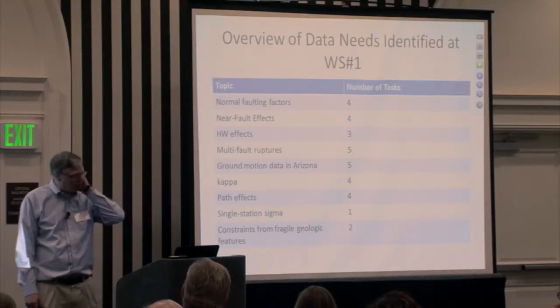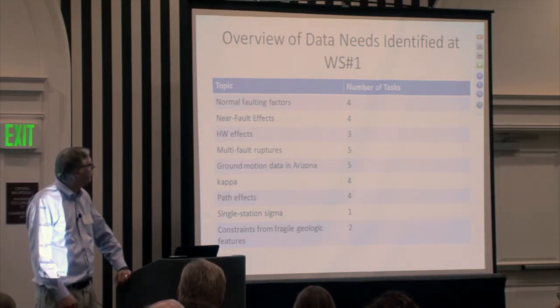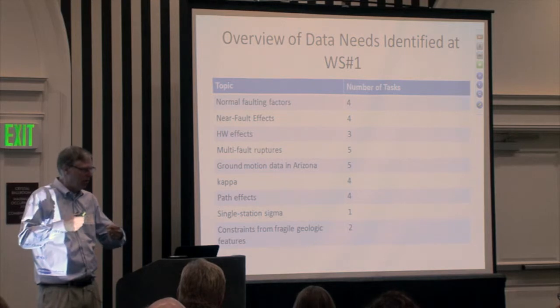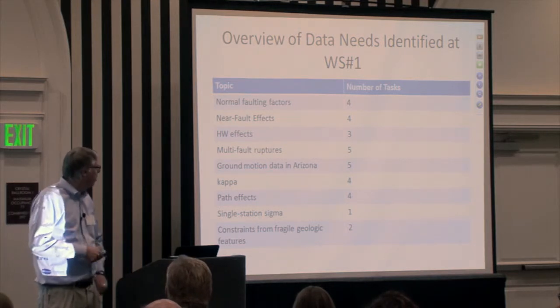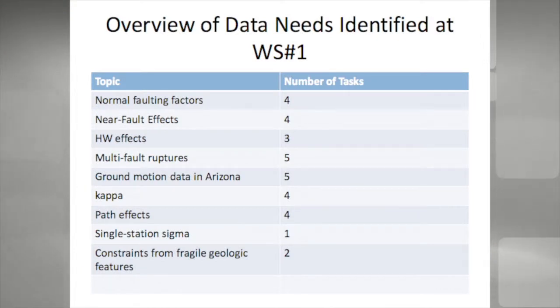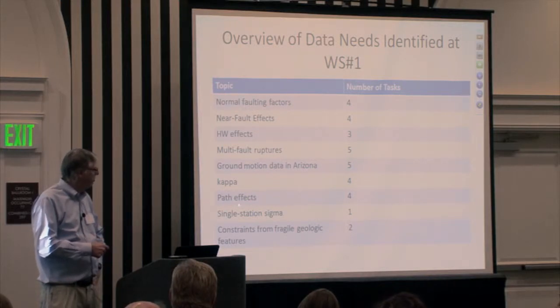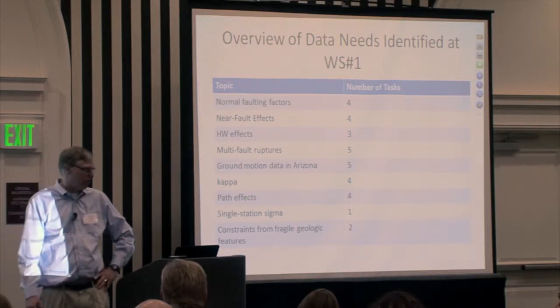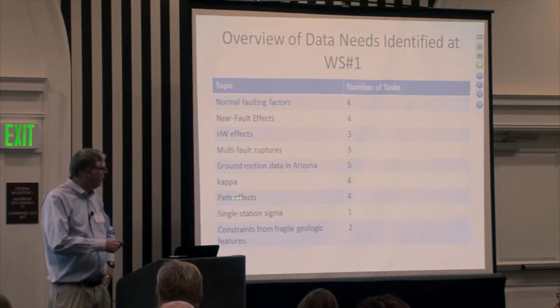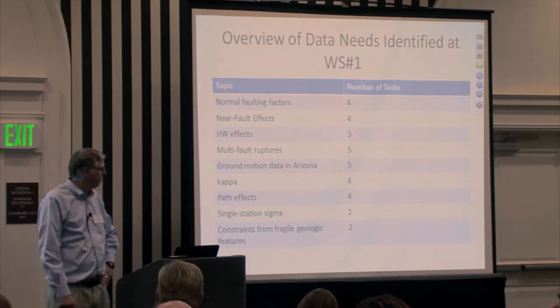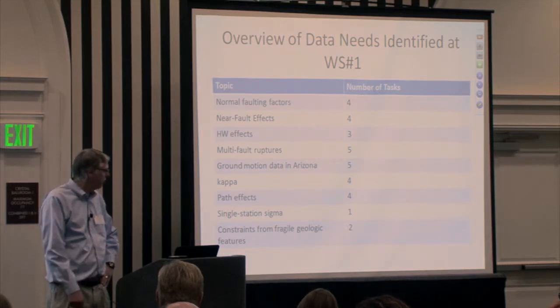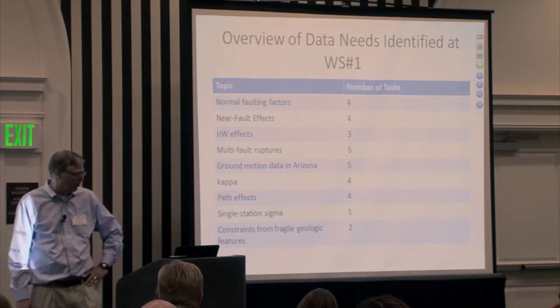So the data, I tried to organize these data needs. You have a separate table that has all of them listed, and they're organized in these 9 categories: normal faulting factors, near fault effects, hanging wall models and effects, how we handle multi-fault ruptures, ground motion data in Arizona and how that may differ from our California models, kappa, path effects, trying to see if there's something specific from a particular source to a site from an important controlling source, single station sigma, so how we are going to characterize the standard deviations, and then other constraints from fragile geologic features. And these are just a number of tasks that fall into those categories.